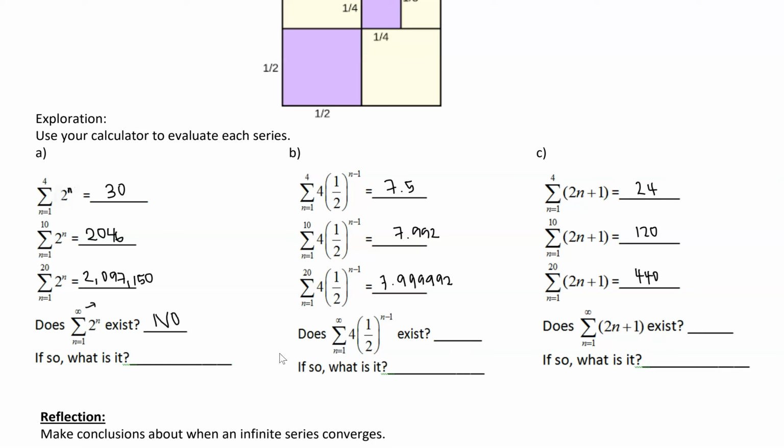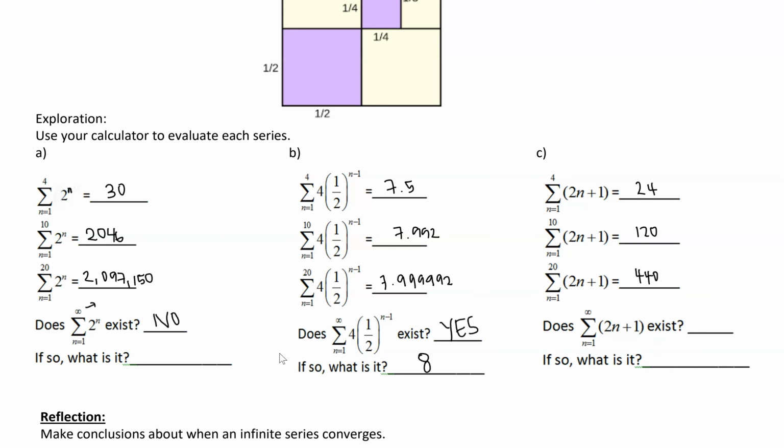Let's look at the difference between A and B. What happens here? I go 7.5, 7.992, 7.9999992. So is this going to exist to infinity? If you notice, what is it getting closer and closer to? It's getting closer and closer to 8. So it looks like it's maybe approaching some asymptote, thinking back to your geometric graph.